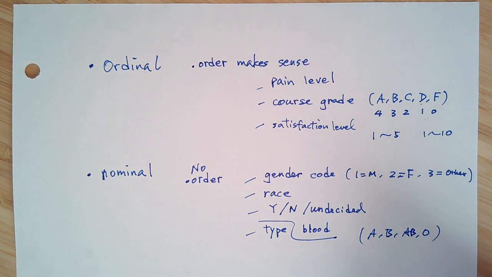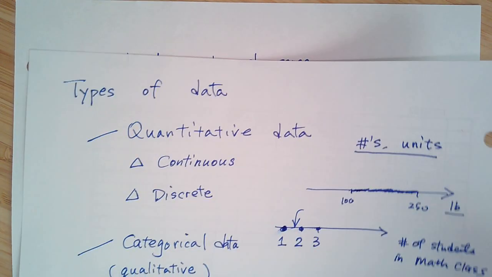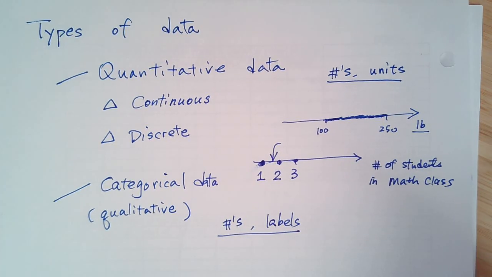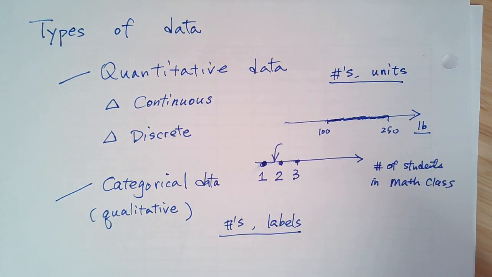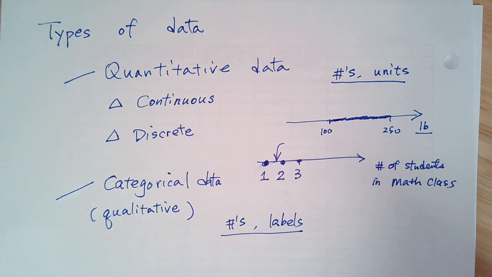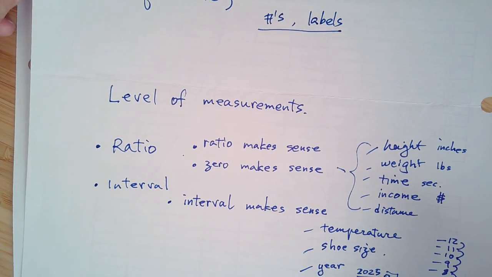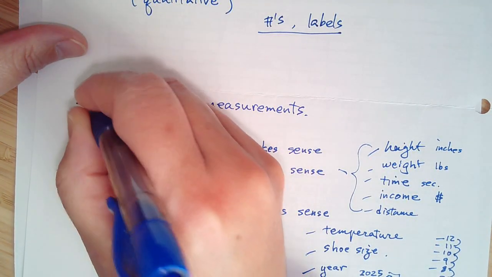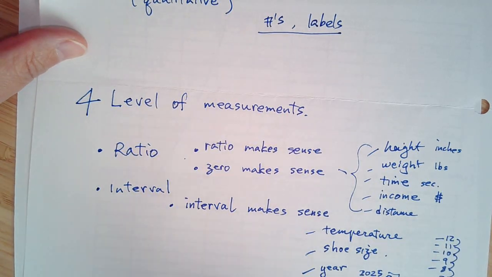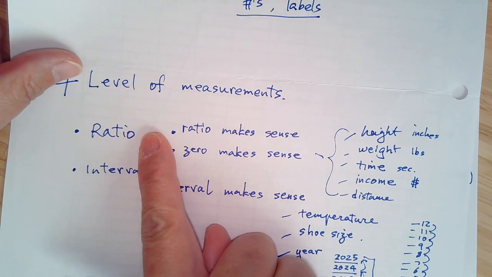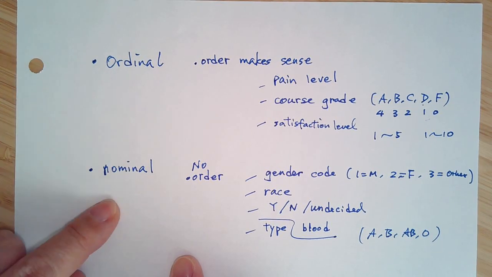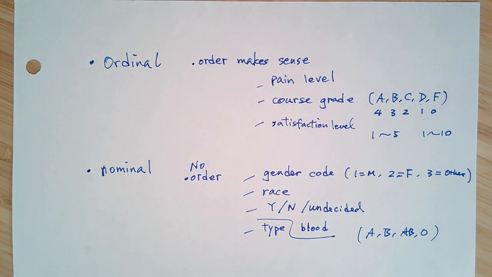So now let's do a quick review. At the beginning, we talked about the quantitative and the qualitative or categorical. Those are the 2 major types of data. And also we talked about the 4 levels of measurement: the highest level is ratio, then interval, and then we go down to ordinal and nominal. Nominal is really the lowest level of measurement. So that is types of data.